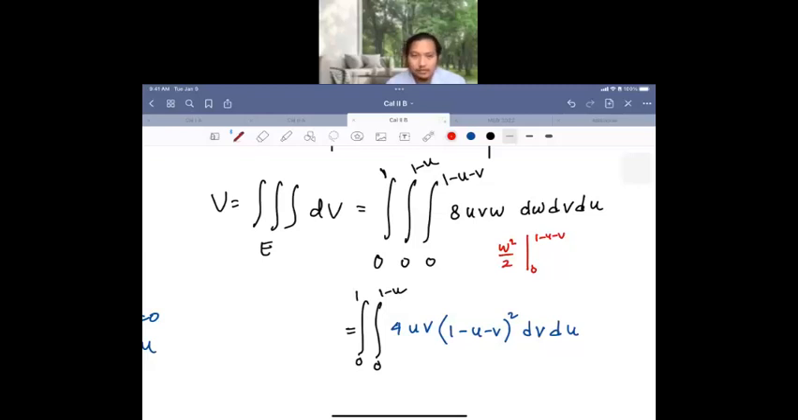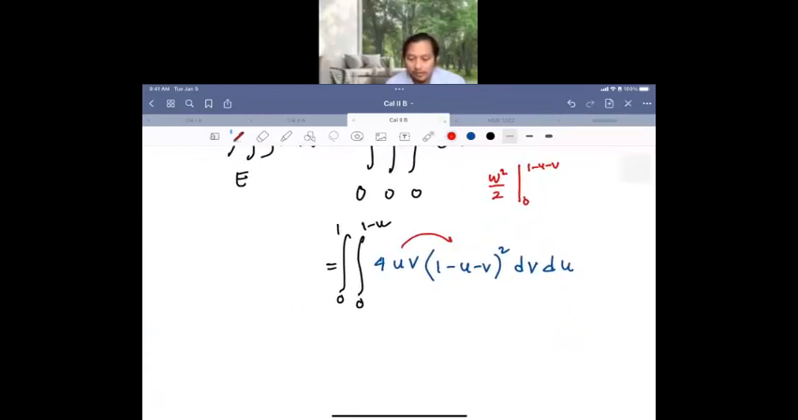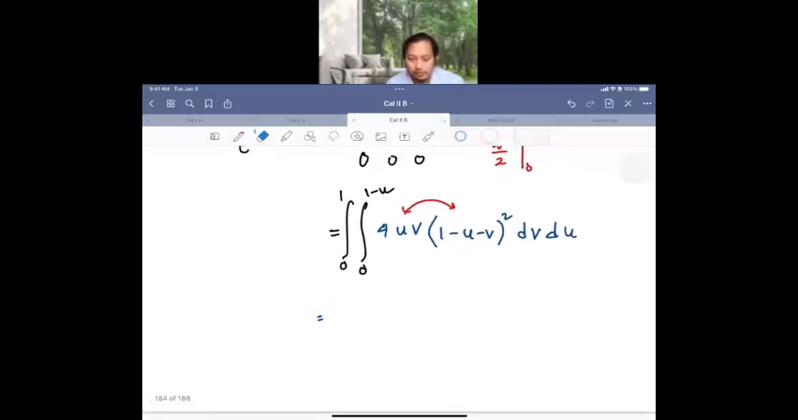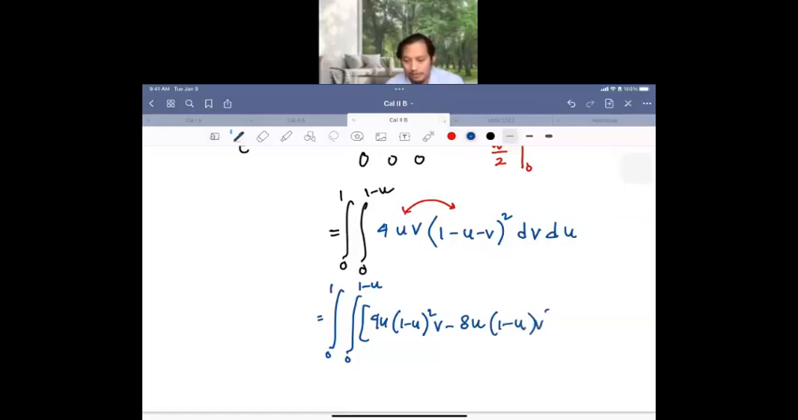So we could start to multiply this. It takes time for this formulation. So this will be 4u(1 minus u)²v, minus 8u(1 minus u)v², plus uv³ after some steps. Okay, and this will be dv, and then du.